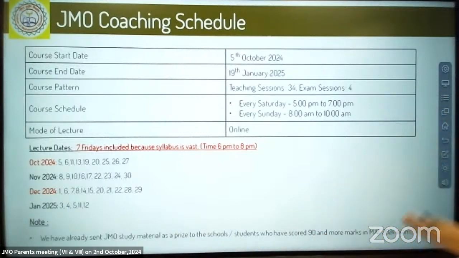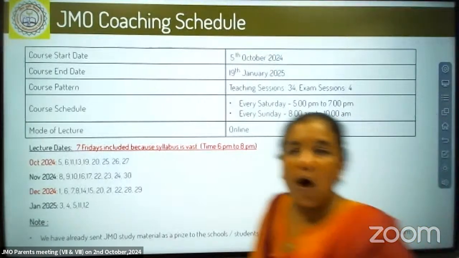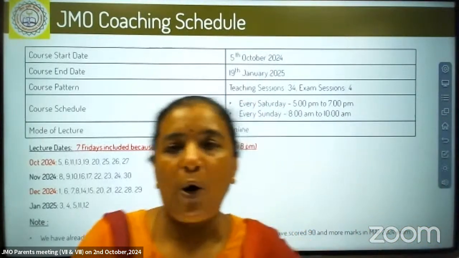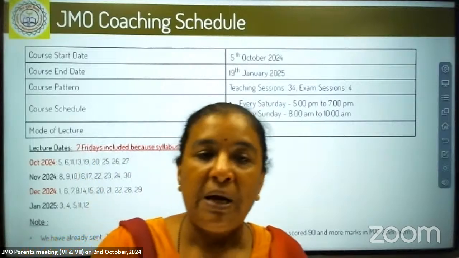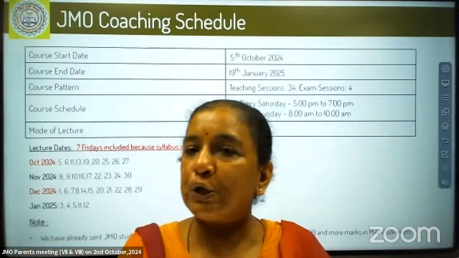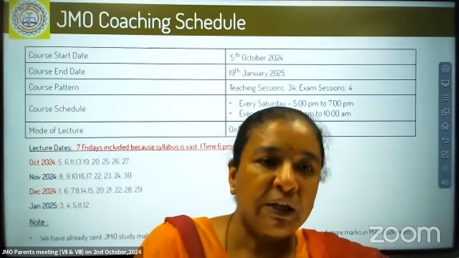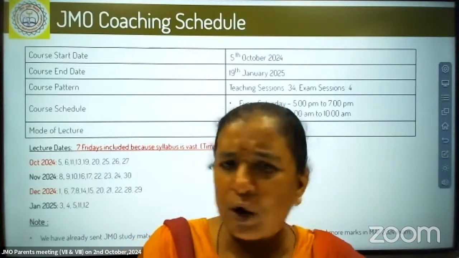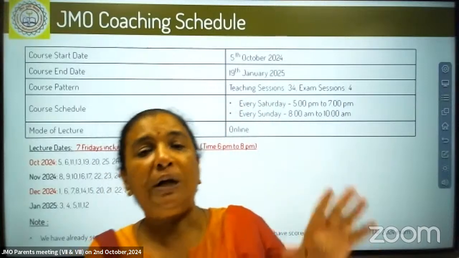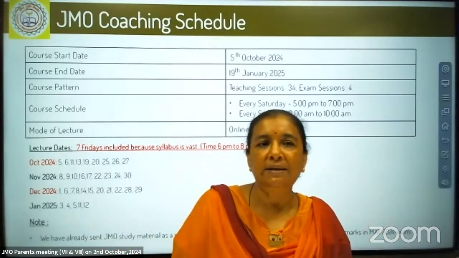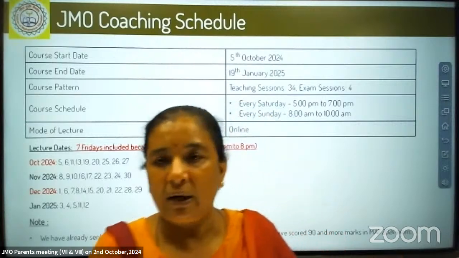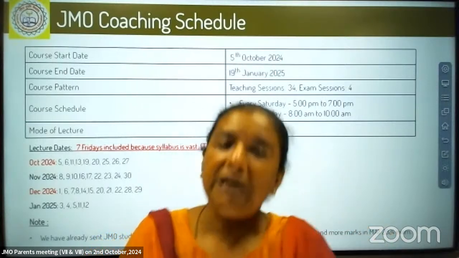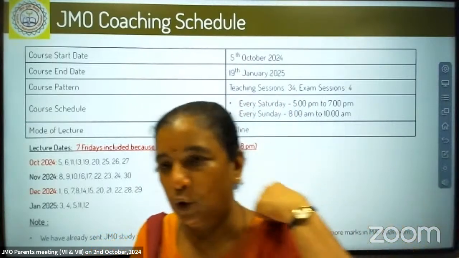We have already sent JMO study material as a prize to the schools or students who have scored 90 and above marks in the math exam. If your registration is through school, your gift has reached the school, or within 1 or 2 days, it will. We have already dispatched it. And if you are a private student, we have sent the gift to your residence address. The gift is the study material of JMO.